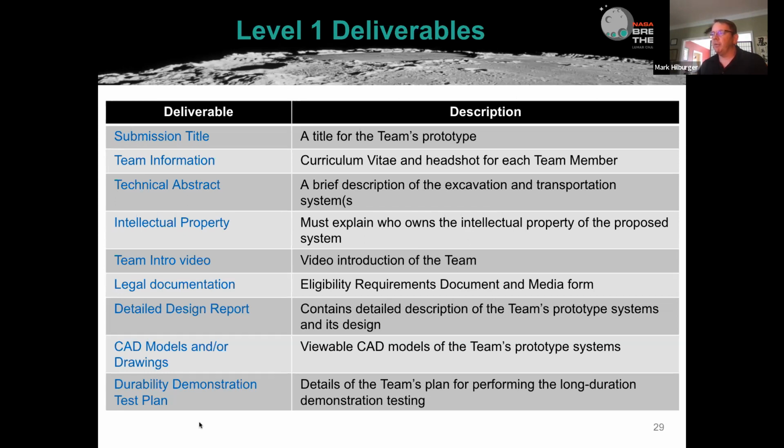And this is the opportunity where the team is able to define exactly what their plans are for, and justification for, what their demonstration testing will be.